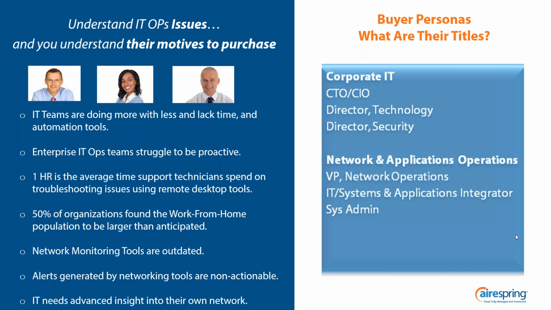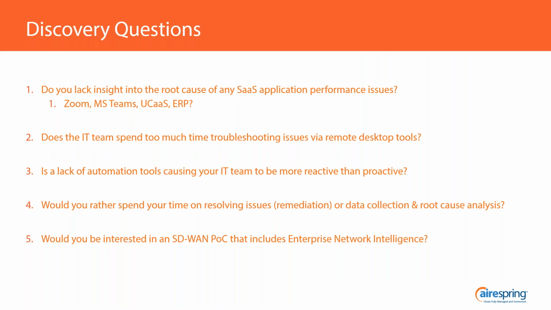So a lot of the tools that IT has been using are outdated, and even the alerts they generate are not actionable. So they really need help with insight into the network. And that is what VMware Edge Network Intelligence provides to them. Now, these are a couple discovery questions that we recommend that you start with to get that conversation going.